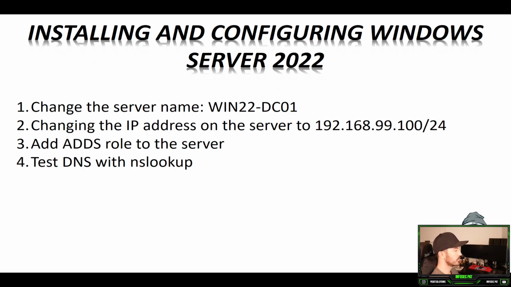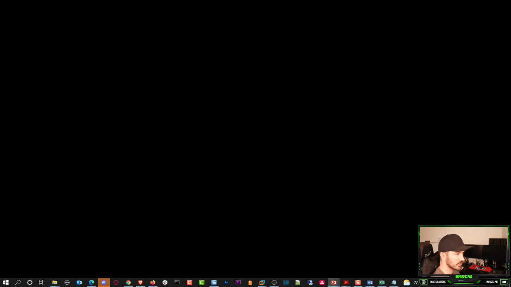What we're going to be doing in this video: I already changed the server name in the last video to Win22-DC01. We're going to be changing the IP address to 192.168.99.100. We're going to add Active Directory Domain Services on this server, and then we're going to test DNS with an nslookup. I want to show you what I mean by that.